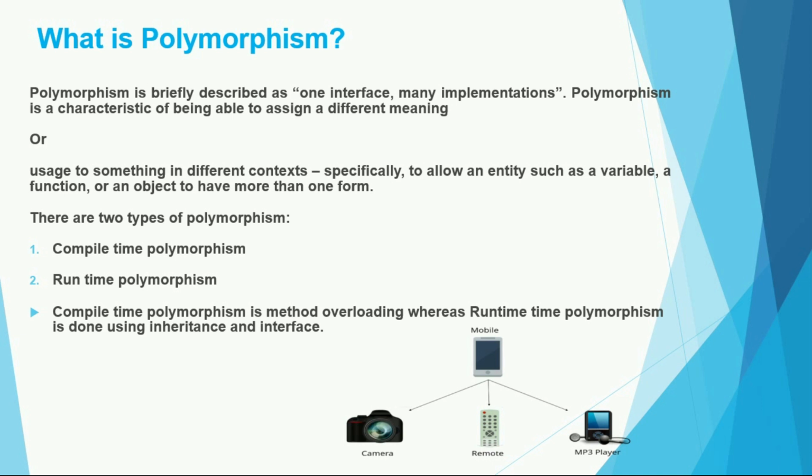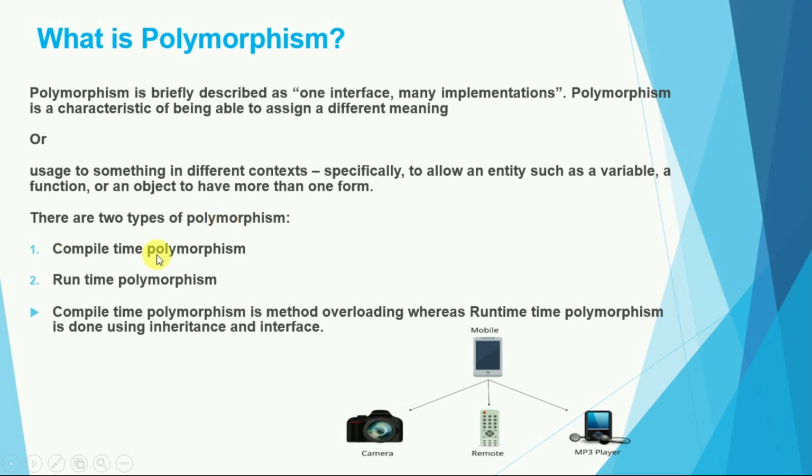It lets one object have different meanings and uses in different contexts, which we allow to an entity such as a variable, function, or object to have more than one form. If a particular object, function, or variable has more than one form, we can say that this concept of OOPS is called polymorphism. There are basically two types of polymorphism.